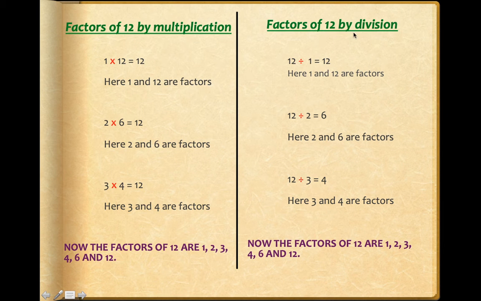Factors of 12 by the division method. 12 divided by 1 is equal to 12. Here 1 and 12 are factors. 12 divided by 2 gives 6. Here 2 and 6 are factors. 12 divided by 3 gives 4. Here 3 and 4 are factors. Now the factors of 12 by the division method are 1, 2, 3, 4, 6 and 12.